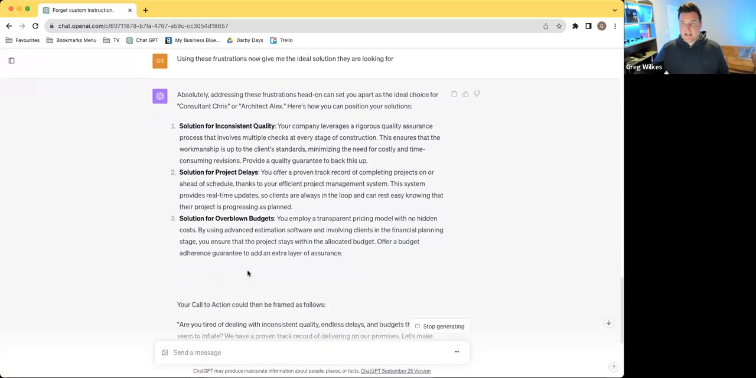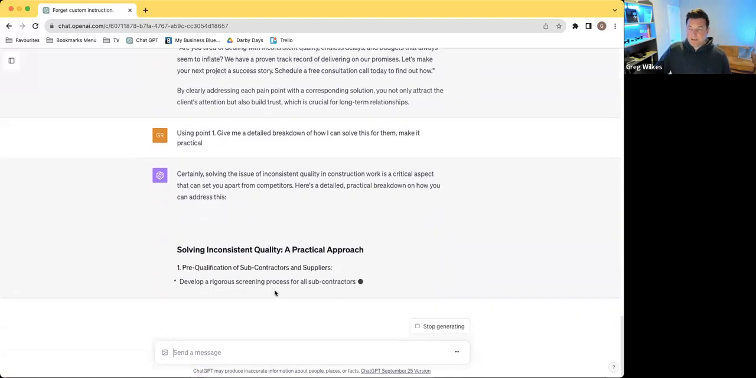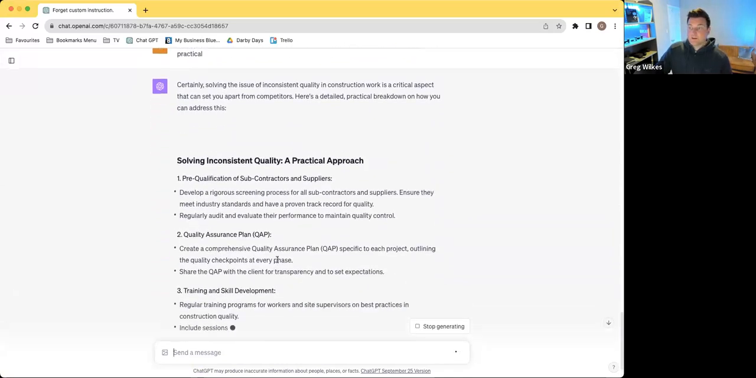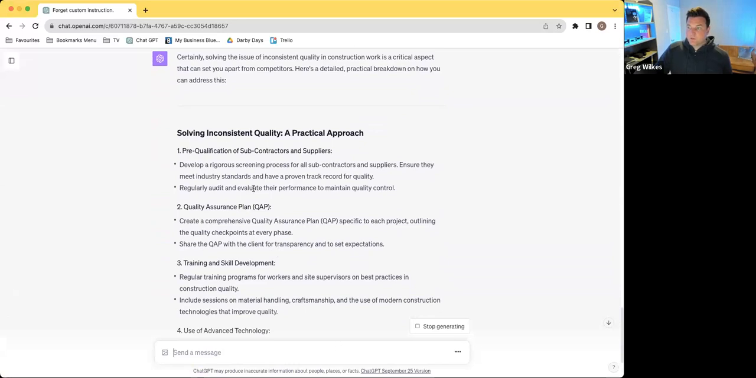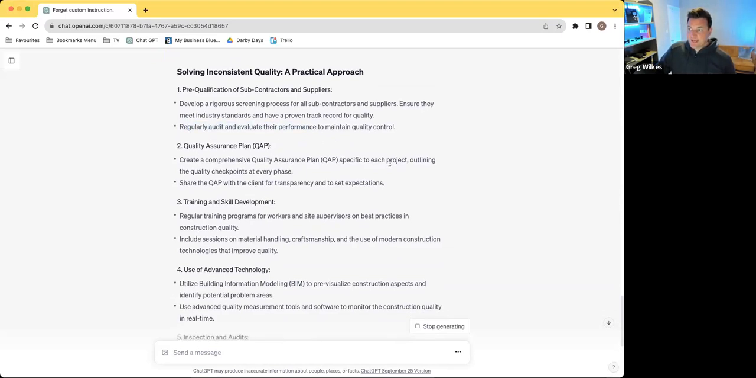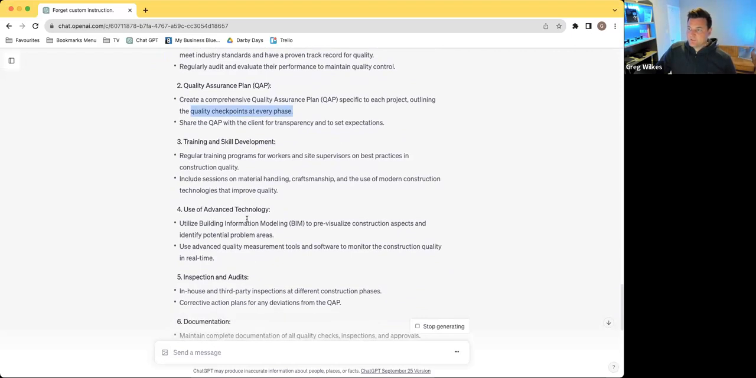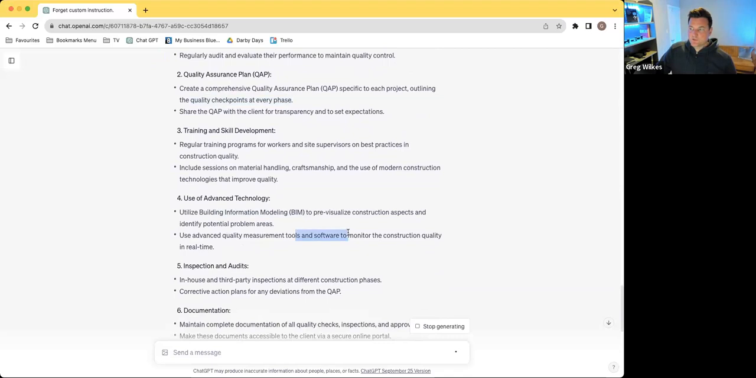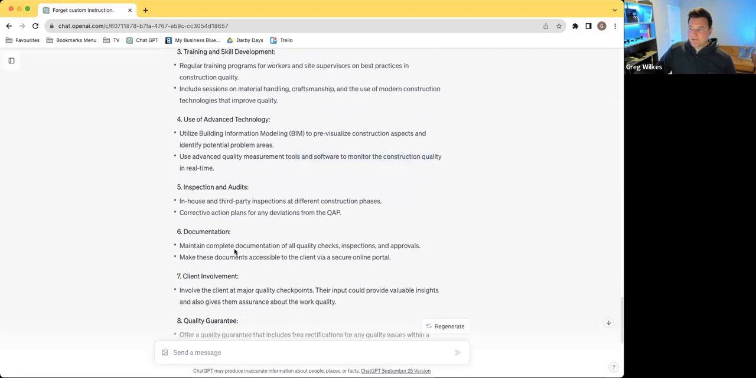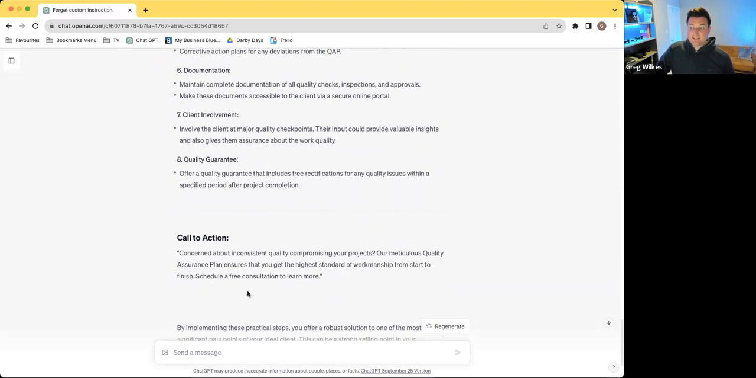So now you can show them exactly how you're going to solve the inconsistent quality. What are you going to put in place? Because it's easy saying we manage the quality, but actually what do we do to solve it? So here, a really practical approach. You pre-qualify all your subcontractors and suppliers. So you have a rigorous screening process. You regularly audit and evaluate their performance. You have a quality assurance plan specific to each project, and you have quality checkpoints at every phase. That's something you could implement. You have regular training. You use technology. So you might not use BIM. You could use tools and software to monitor the construction quality in real time. You carry out audits. You keep on top of your documentation, and you make sure the client's involved, and you have a quality guarantee. All right.